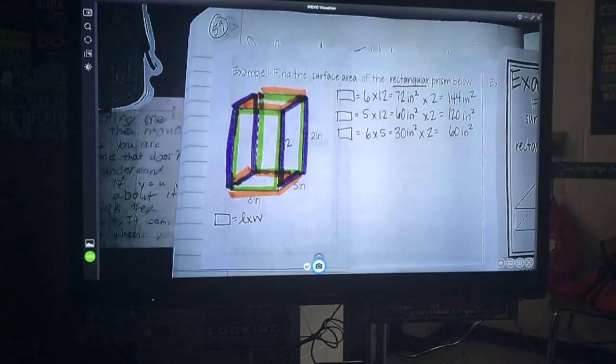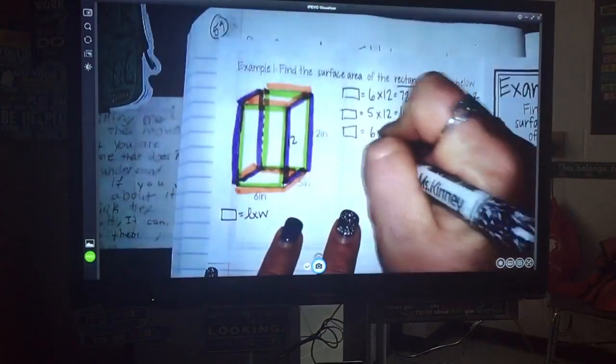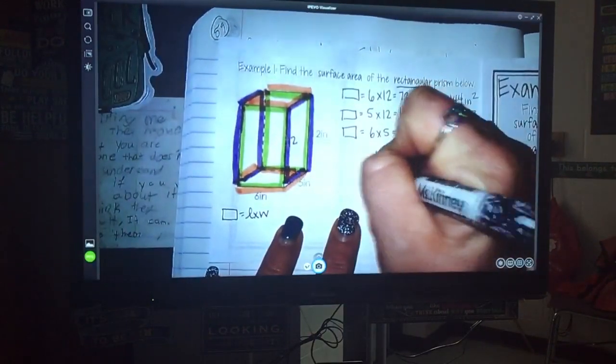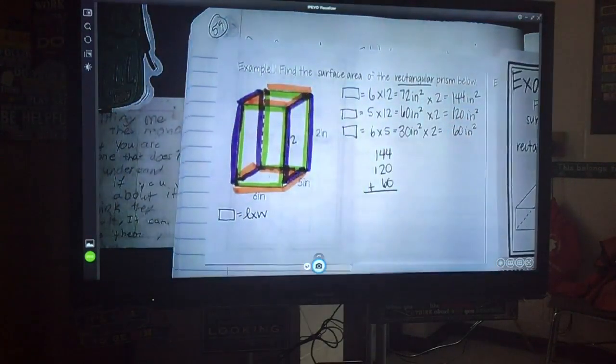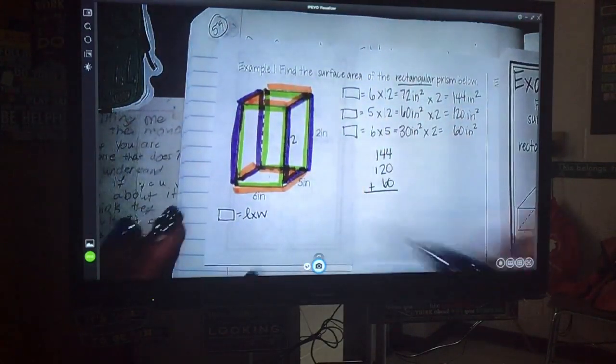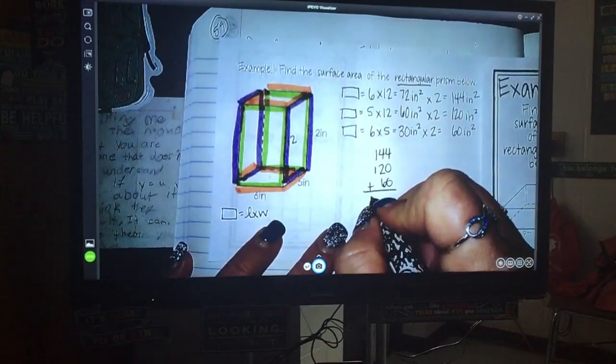So it's essentially just like an irregular shape then. So we just found the area of all the individual shapes and we're adding them together to find the area of the whole shape. Yes. So when you add 144, 120, and 60, raise your hand and tell me what you get. 424 inches.